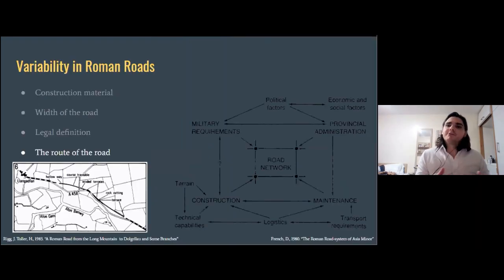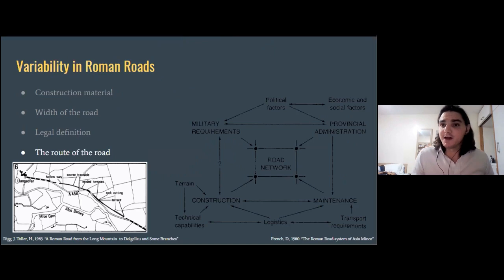When looking at the characteristics of Roman roads, 4 particulars are common. The first is to focus on the construction material used to build a road. The second is how wide the roads are. The third, the legal status that the road possessed. And finally, what route did the road take between its origin and destination?